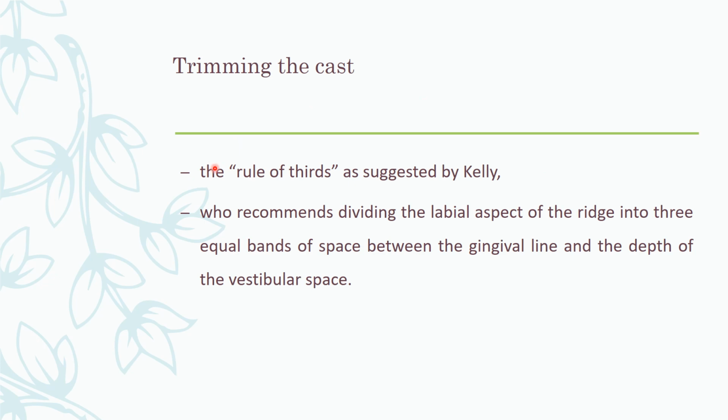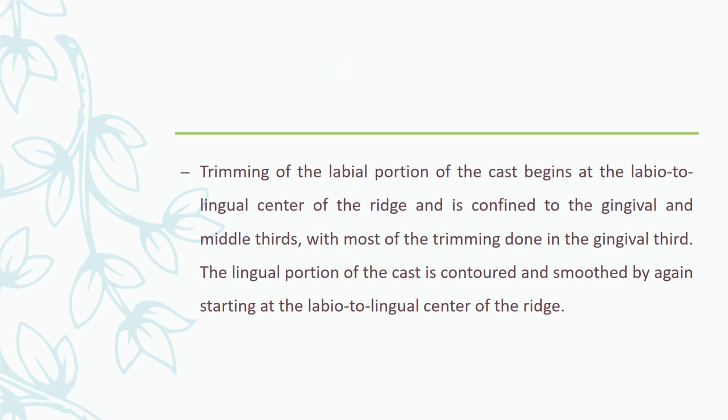So the rule of thirds is suggested by Kelly. It recommends dividing the labial aspect of the ridge into three equal bands of space between the gingival line and the depth of the vestibular space. So this all has to be done. Trimming the labial portion of the cast begins from the labiolingual center of the ridge and is confined to the gingival and middle third. So most of the trimming will be done in the gingival third.